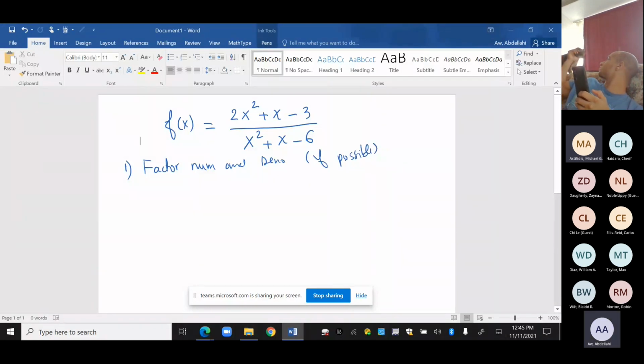Why do we say that? We say to factor the numerator or the denominator if possible. If we can factor them, it's going to make some calculations easier, right? After you factor, second, find the domain. After you find the domain, from the domain directly find the vertical asymptote. Directly after the domain.